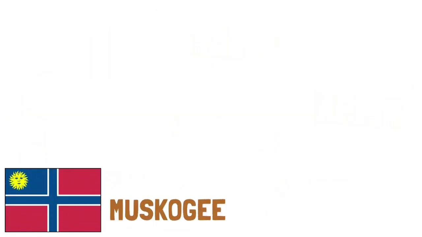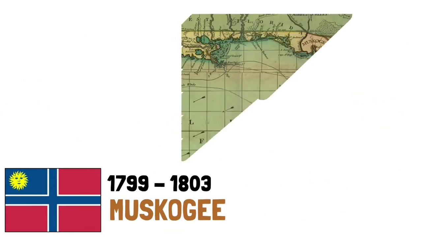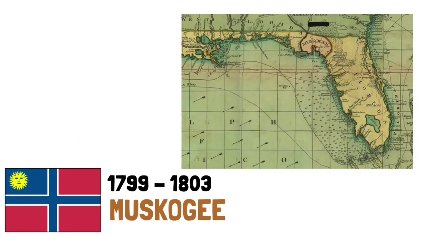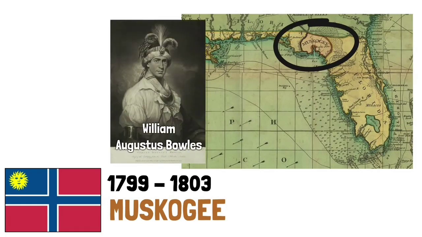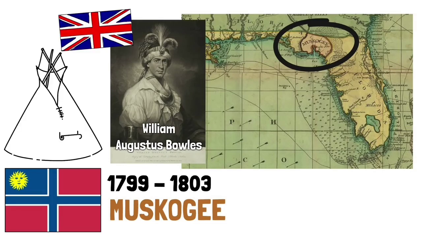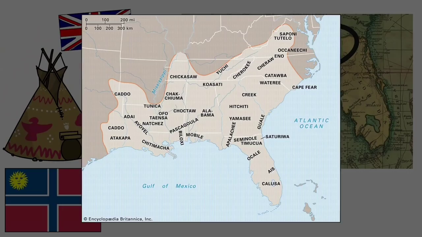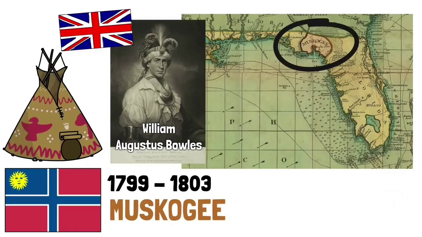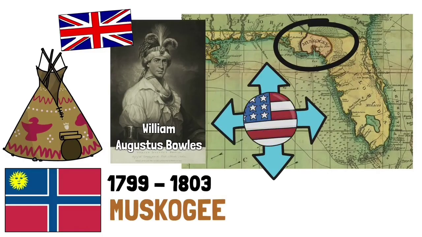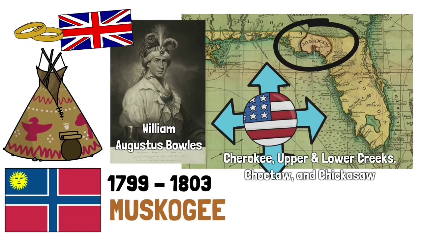Muskogee had a little bit of a longer lifespan, during 4 years, 1799 to 1803. The state of Muskogee was a proclaimed sovereign nation located in Florida, founded in 1799 and led by William Augustus Bowles, a loyalist veteran of the American Revolutionary War who fought along the British and then lived among the Muskogee and envisioned uniting the American natives of the Southeast into a single nation that could resist the expansion of the United States.